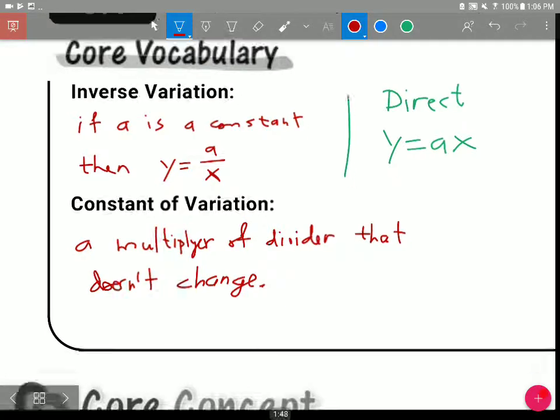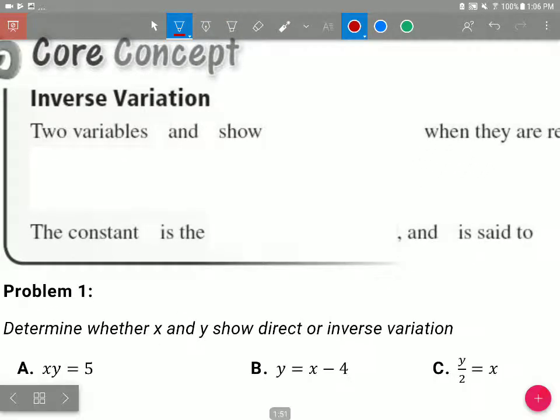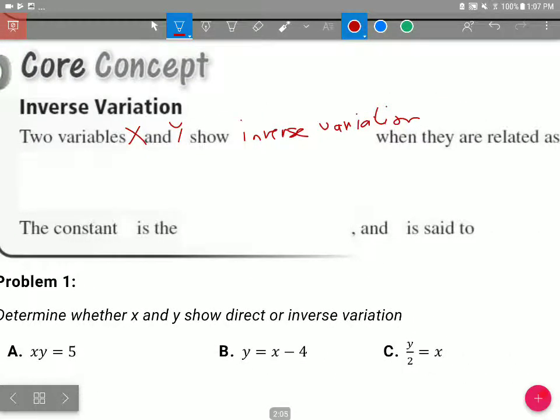All right, your core concept, basically inverse variation. This is another way of defining it. Two variables, X and Y, show inverse variation when they are basically related as shown. Y equals what? A times X or A divided by X? A divided by X. And that's an A, not a 9. There we go. Better. Cool? That's an A. Yeah, I know. It looks like something other than A. But it is, nonetheless.